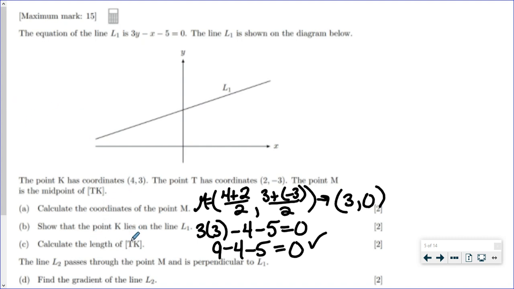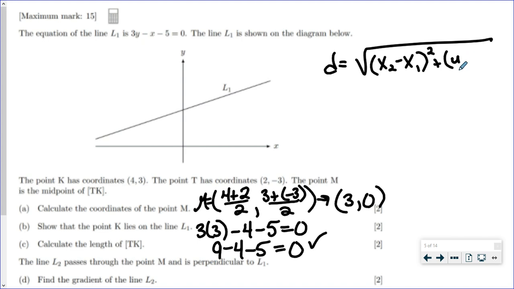Okay, C, calculate the length of TK. So again, here's my TK. For length, we can just use the distance formula. The distance formula is the square root of (x2 minus x1) squared plus (y2 minus y1) squared. I think in the formula packet that you have, it's under prior knowledge. I think they flip these around, like x1 minus x2 and y1 minus y2. It doesn't really matter because you're squaring it.